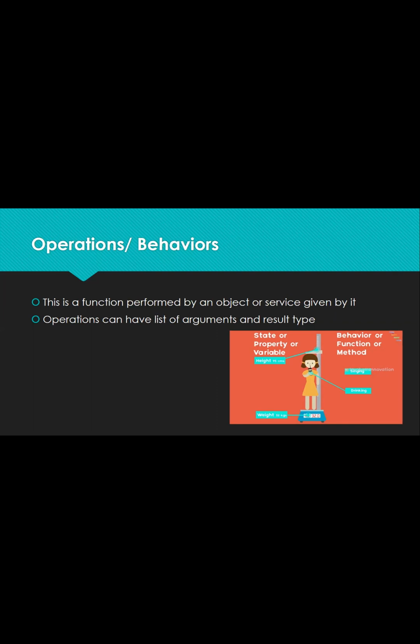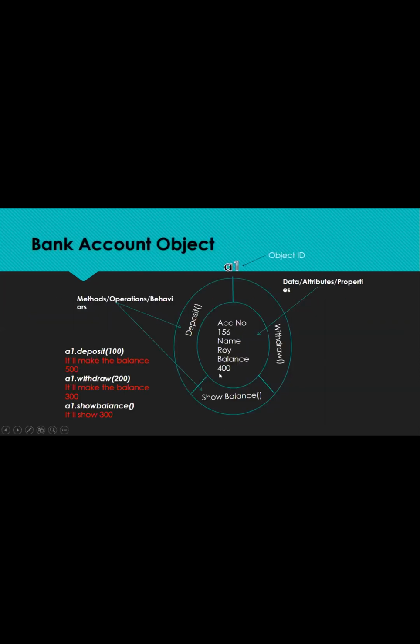Isn't it? Am I clear? Now look at this picture. There's a girl, right? So here the state, or property, or variable, such as height and weight, are all things that describe her. Behaviors, or functions, or methods, or operations: here singing, drinking, running, all this comes under behavior. So you can take that as an example.